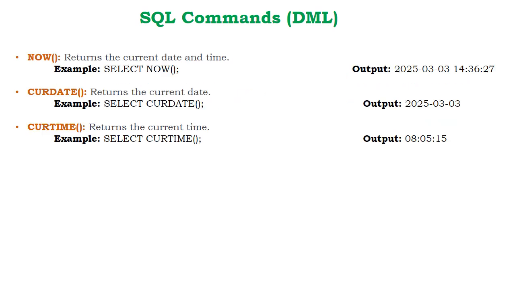And next one is date and time functions. For example, NOW will return both date and time. If you want only the current date, then use the CURRENT_DATE function, which will return only the current date. The next one is CURRENT_TIME. So it will return the current time.